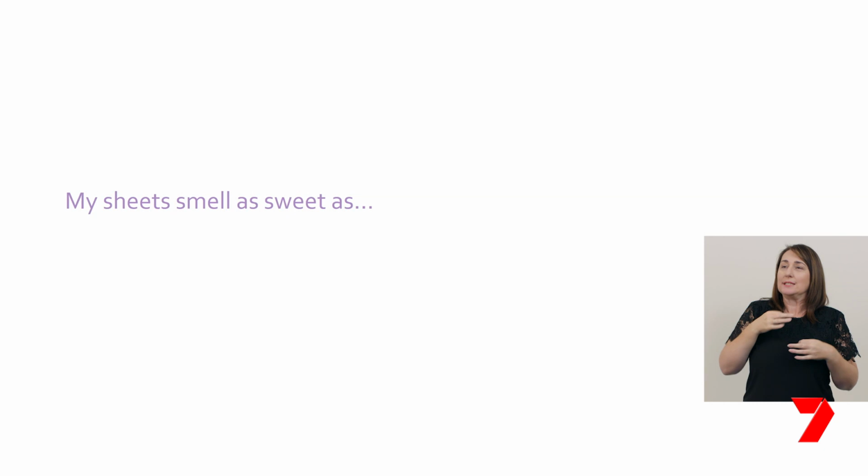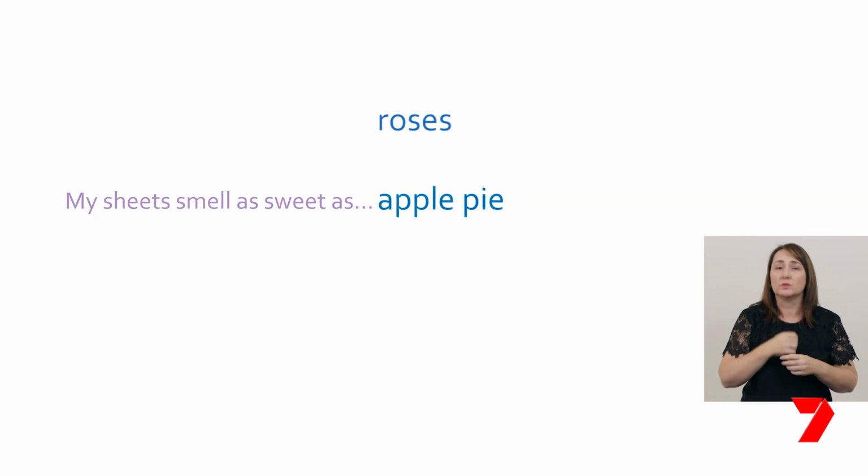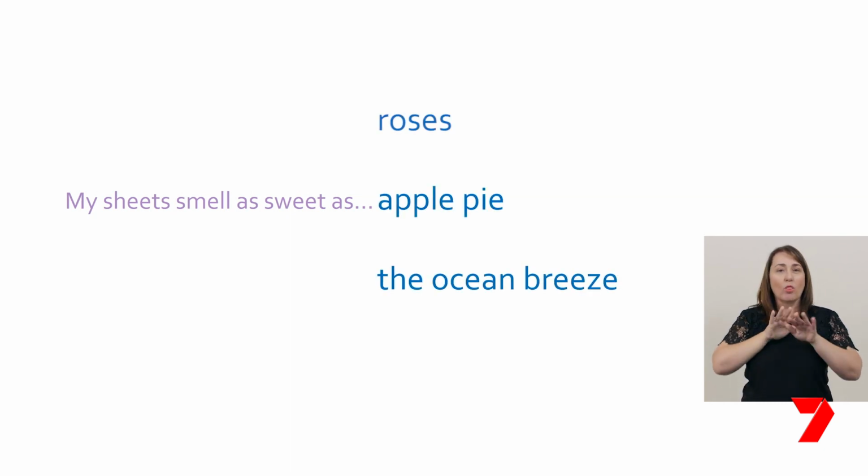In this case, how clean sheets smell. What simile can you think of to describe how sweet, freshly cleaned sheets can smell? What did you think of? Maybe my sheets smell as sweet as roses, as an apple pie. How about the ocean breeze? Depending on our choice, we can influence people to visualise or see different pictures and make different associations or comparisons. Think of how this can be used in advertising to influence us to buy a product.